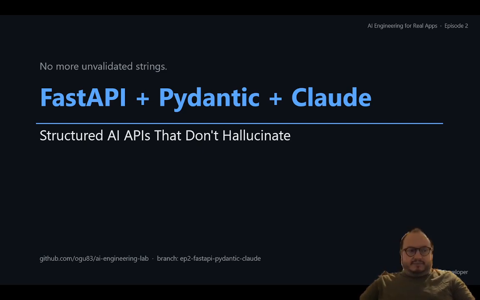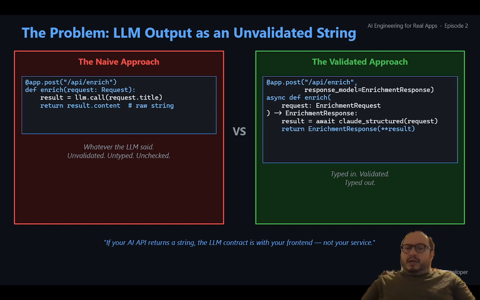Let us build it. Before we write any code, I want to show the exact failure mode we are solving. Here is the pattern I see in most first-version AI integrations. You call the LLM, it returns a string, you pass the string to the client, your frontend, your downstream service, your database write, and your system now depends on the LLM returning a string in the right format every time under all conditions. This is a fragile dependency.